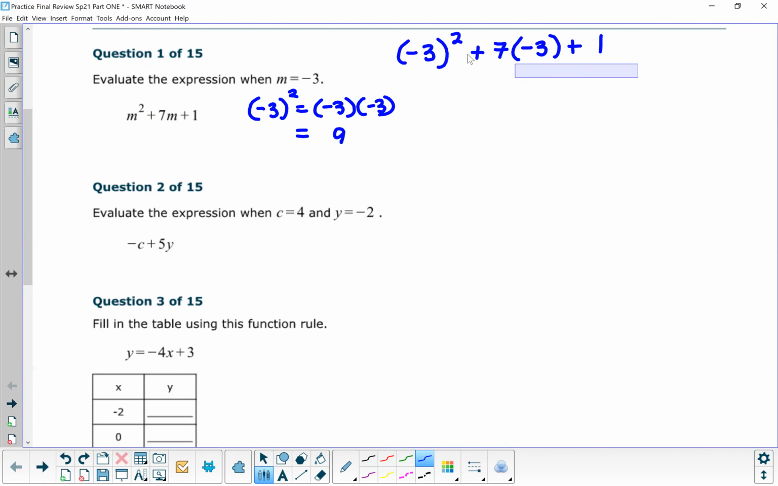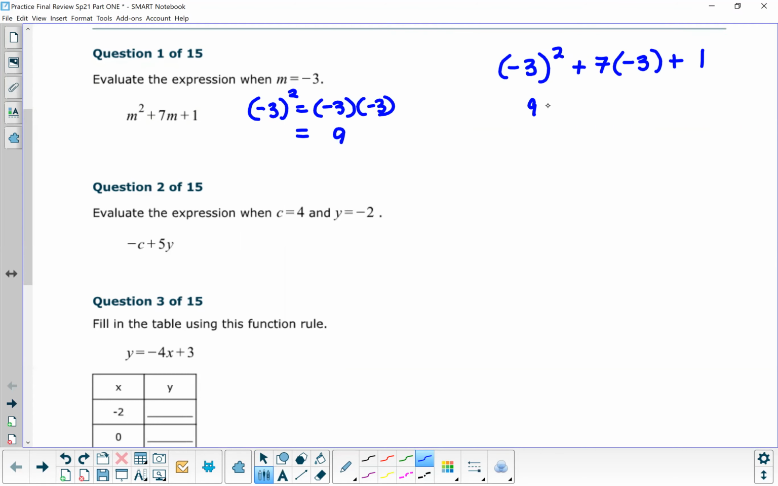All right, so that gives us +9 plus 7 times -3, it's -21 plus the 1. Then next, I like to add my 9 and my 1 first. So that gives me 10 plus the -21. And then opposite sign subtract. That's going to give us -11 for our final answer.